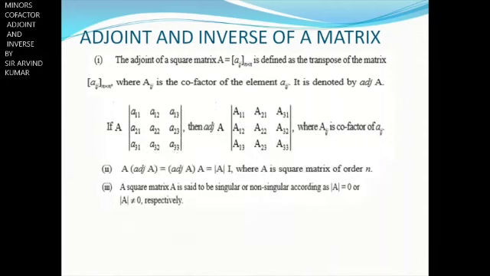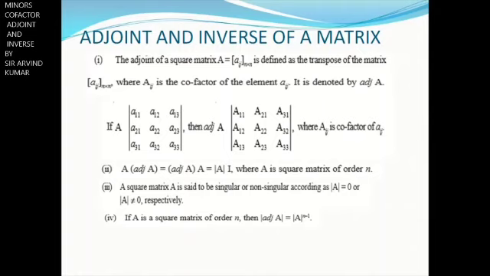Then we have that a square matrix A is said to be singular if determinant of A is 0, and non-singular if determinant of A is non-zero. Then if A is a square matrix of order n, the determinant of adj A is equal to determinant of A raised to the power n minus 1. A very, very important concept.